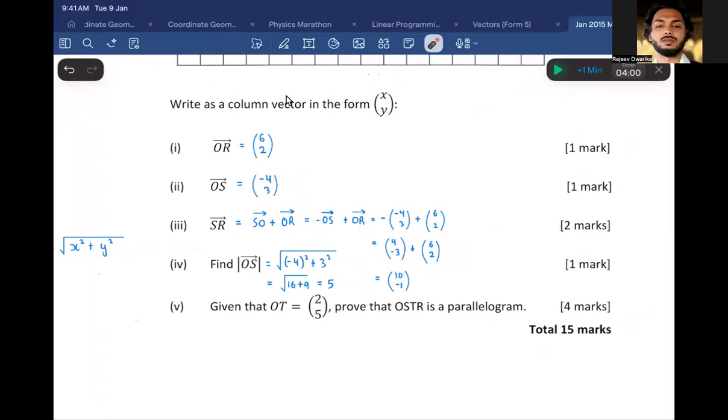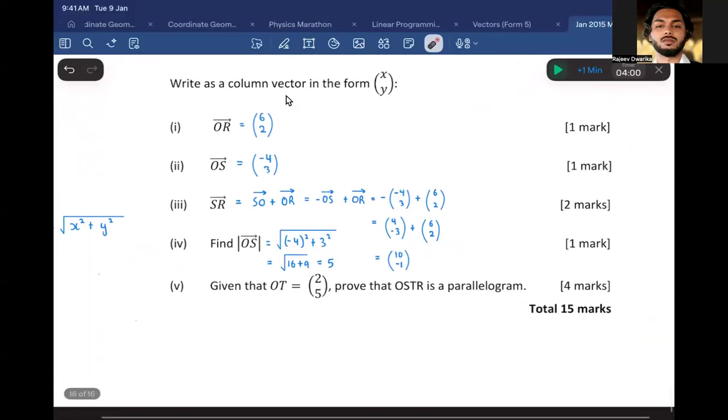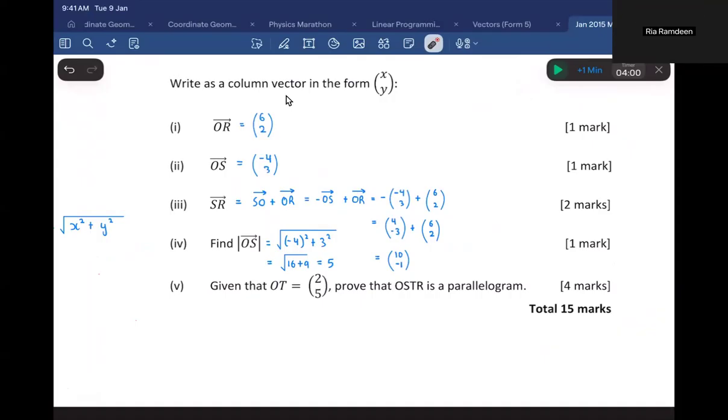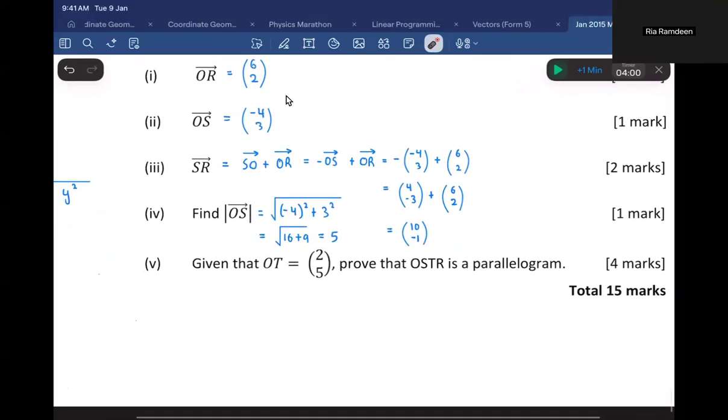Okay, now on to a difficult question. Ria, I want you to help me with part V. Give part V a read for me. Given that OT equals 2, 5, prove that OSTR is a parallelogram.